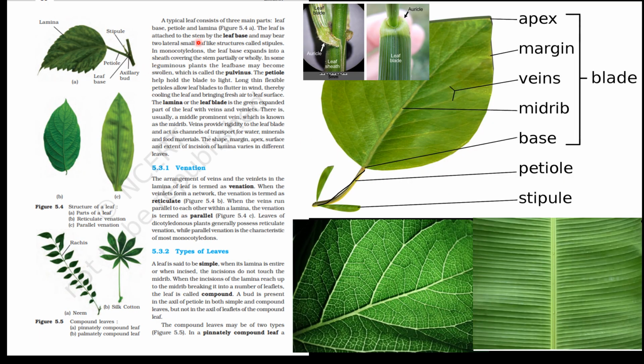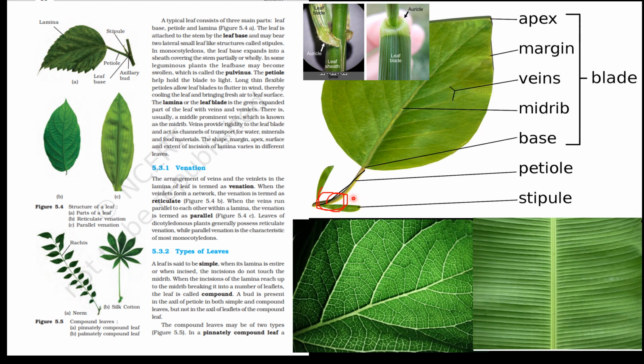Now the leaf has a leaf base, a petiole and a lamina or leaf blade. These are the three main parts of a leaf. The leaf base can be in the form of an expanding sheath in the case of grasses or some monocotyledons, or it can be a bulged structure in the case of some peas or legumes, where we can see a pulvinus.